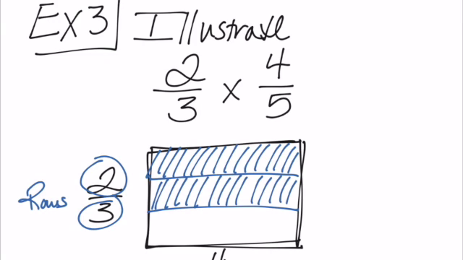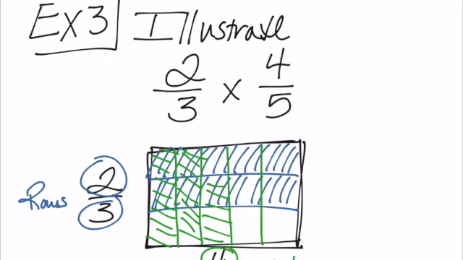Okay, and the bottom tells us our columns, and it says 5 columns. This might be a little bit more challenging. 1, 2, 3, 4, 5. And it says the top is a 4, so fill in 4 of those. I'm going to fill in 4 of these columns. See, I'm not wasting my time doing a whole bunch of shading, just enough so I can see.